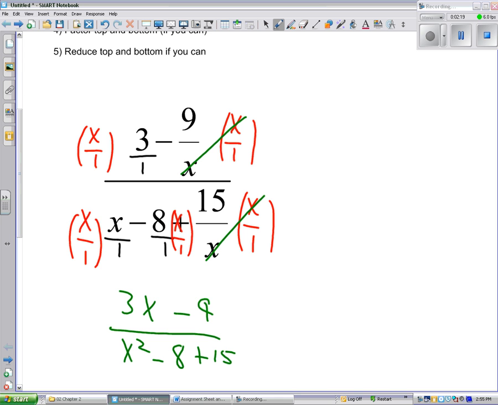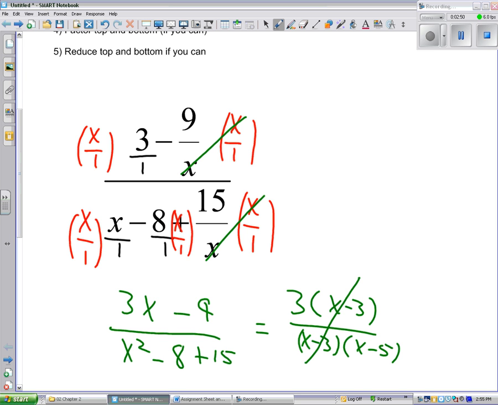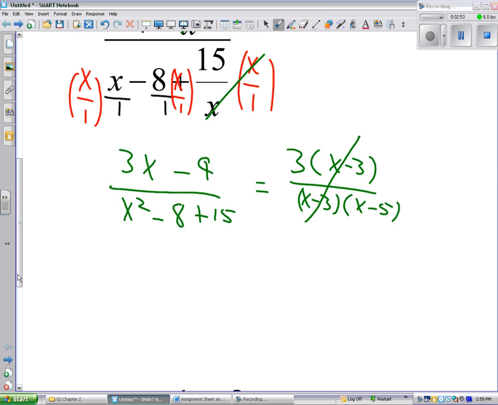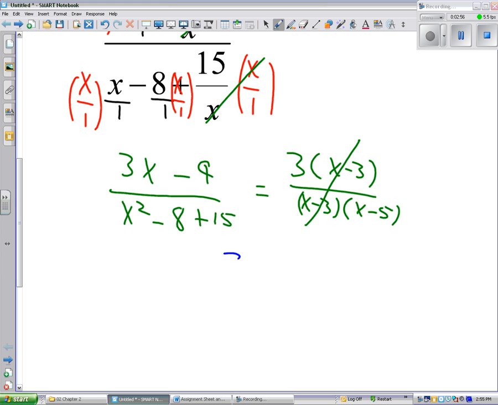Next, we need to factor each of the new numerator and denominator. So when we factor that, we get 3 times x minus 3 over x minus 3 times x minus 5. Now we can see that the x minus 3 we have on top and bottom is eliminated. So our final answer is going to be 3 over x minus 5.